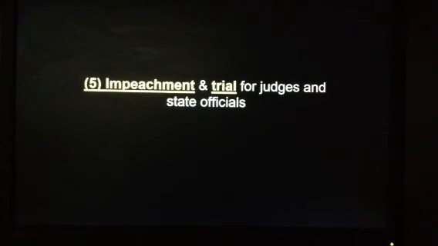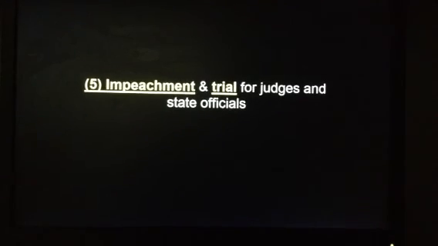The General Assembly conducts impeachment and trials for judges and state officials, just like the Congress can impeach and remove officials from office. The General Assembly can do the same.